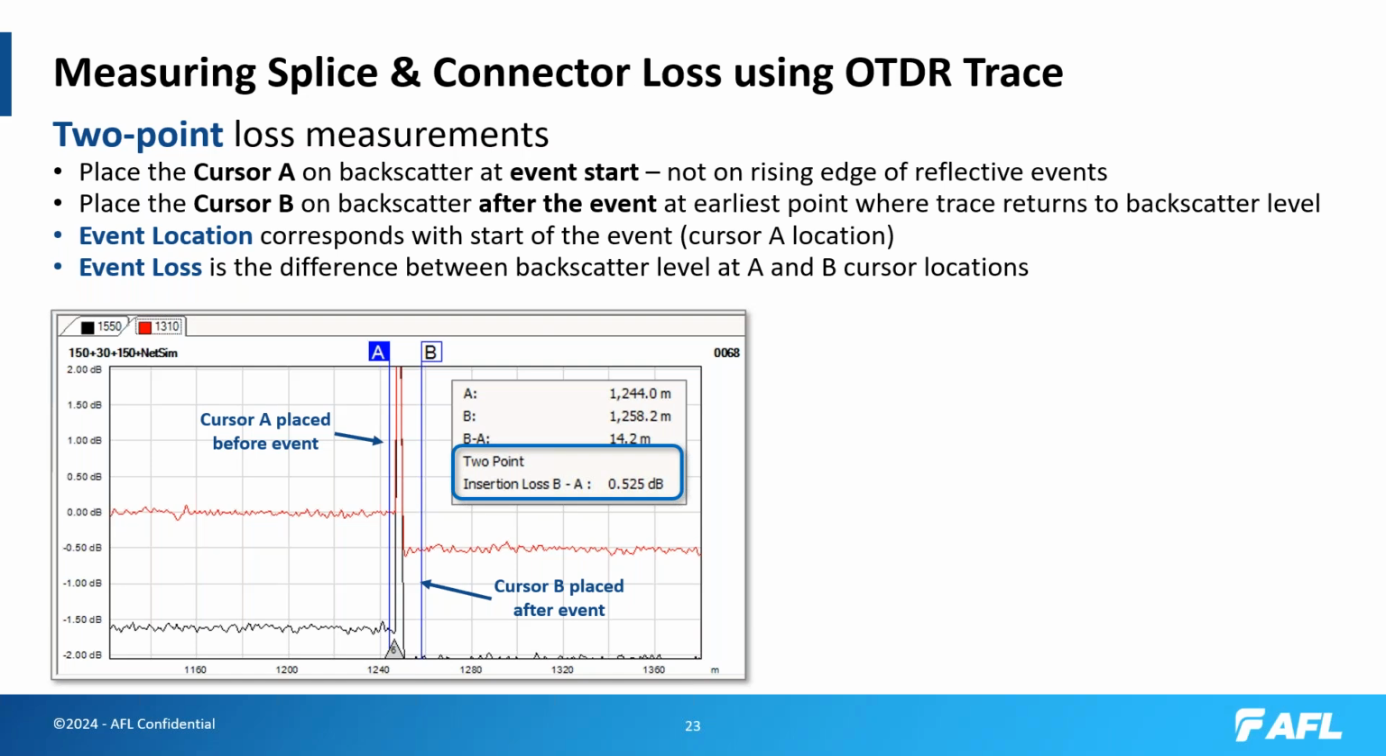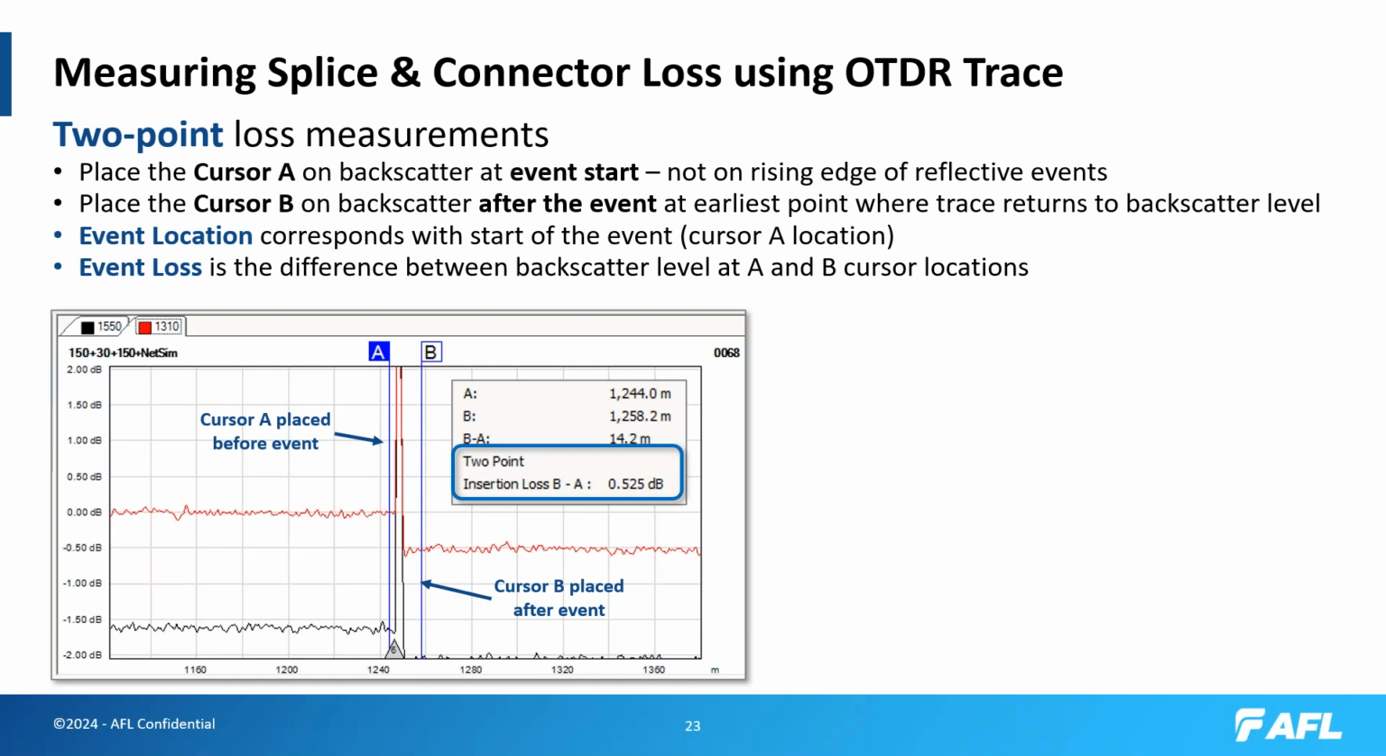Two-point loss measurements can be useful for giving you a quick indication of the loss across a connector or a splice. In this case, you would place one cursor before the event and the B cursor after the event. As you can see, the traces here have some noise on them, and if you move those cursors just a little bit, you would see your loss measurement change. So one of the limitations of two-point cursor measurements is they're subject to noise. They'll give you a rough indication, but you'll see some variation. The larger the noise, the larger that variation would be.